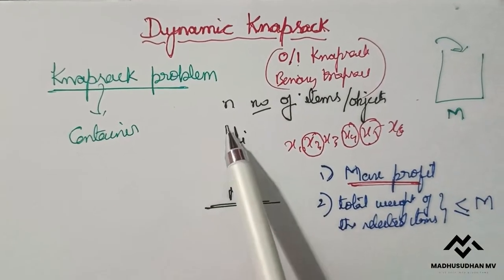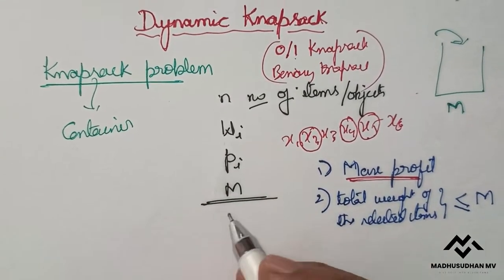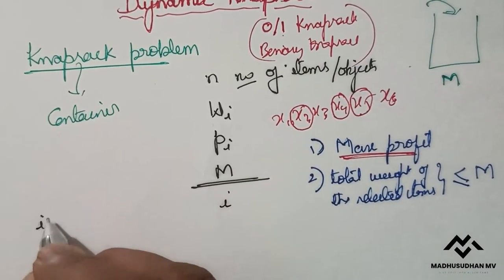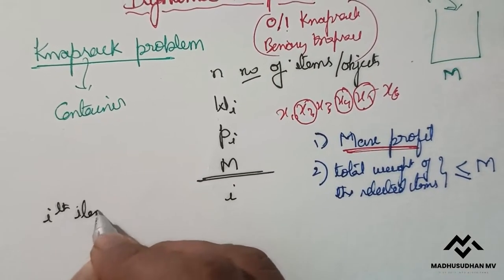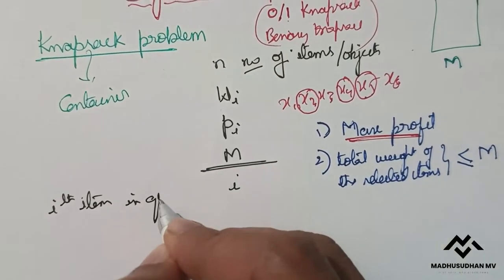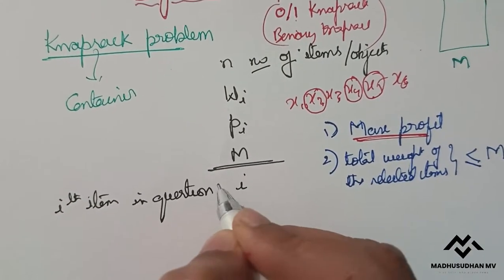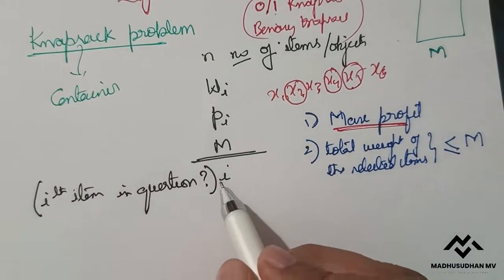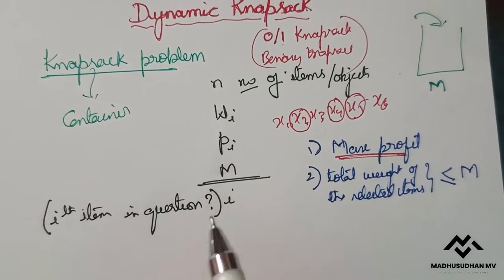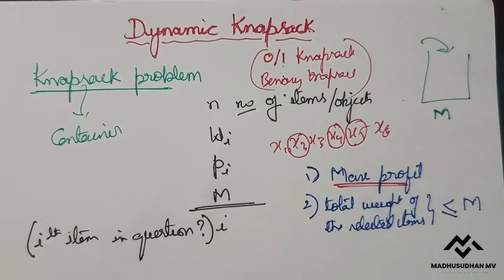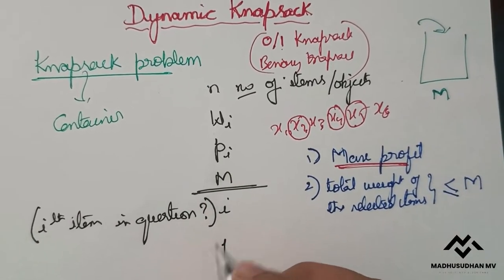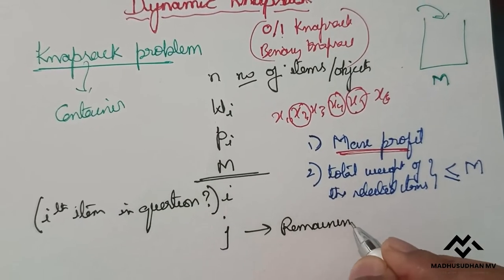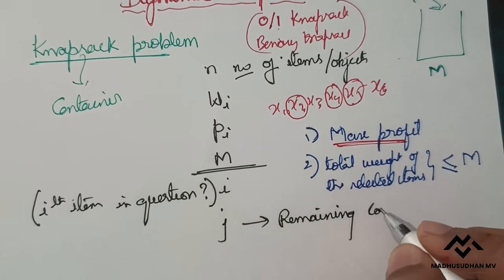Along with these terminologies, now I will use 2 more. One is called i. This indicates the ith item in question. That means i indicates which item is in question, that is, whether I need to select it or not. One more is called j. It indicates the remaining capacity of the knapsack.